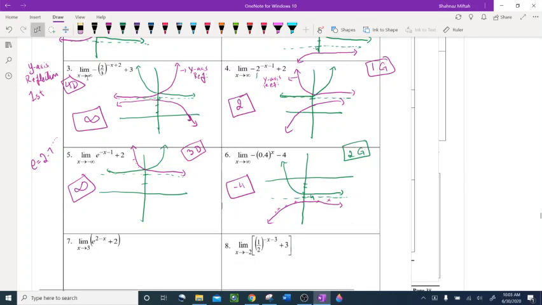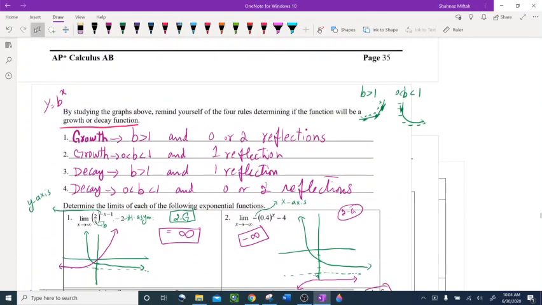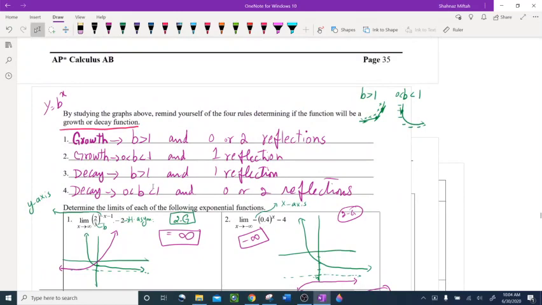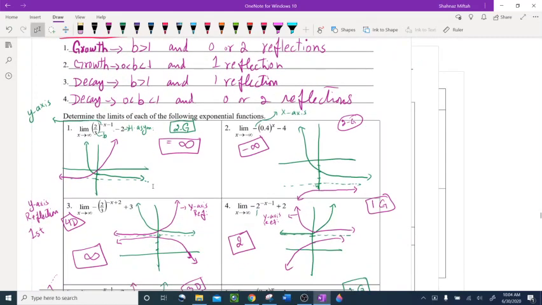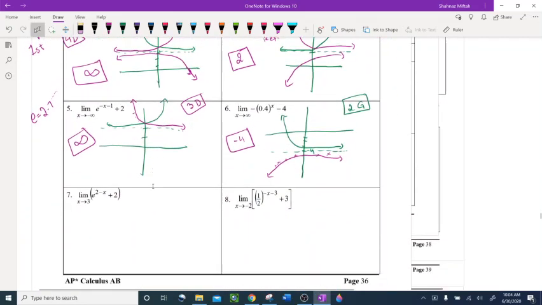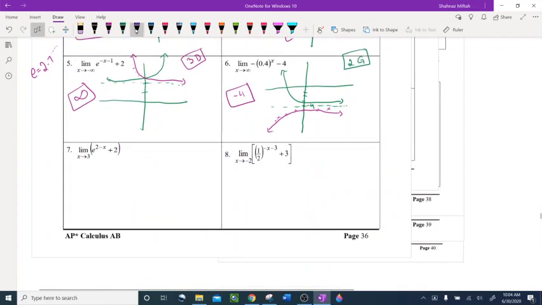If your limit approaches infinity and you have an exponential function, then pay attention to how many reflections there are. The y reflection goes first, then we do the x-axis reflection. And memorize this so it will make it easier for you, because it's a timed AP Calculus test, so you can do it well.